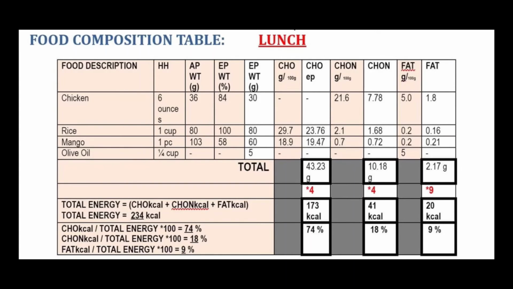For the mango is 1 piece or 1 slice. So AP weight is 103 grams. AP weight is 58%. AP weight 60 grams, carbohydrate is 18.9 and 19.47. Protein is 0.7 and 0.72. The fat is 0.2 and 0.21. Olive oil is 1/4 cup. So AP weight there's none, and the AP weight also there's none. So the AP weight in grams is 5 grams. The carbohydrate, protein, and fat there's none.